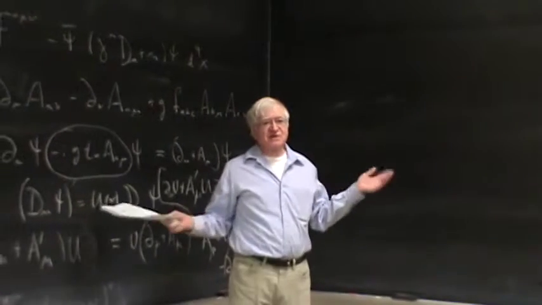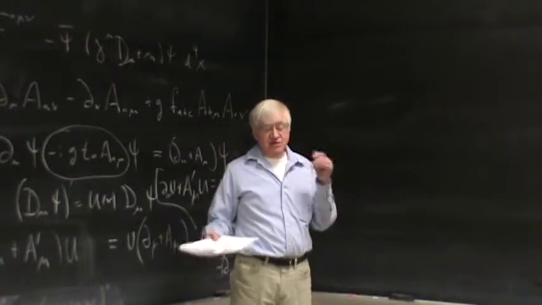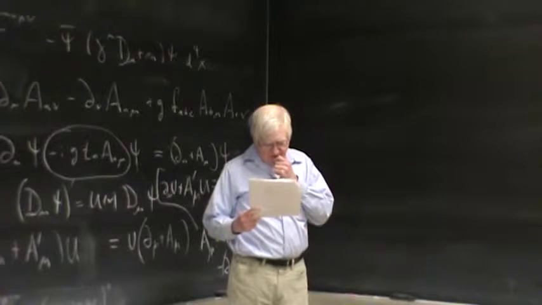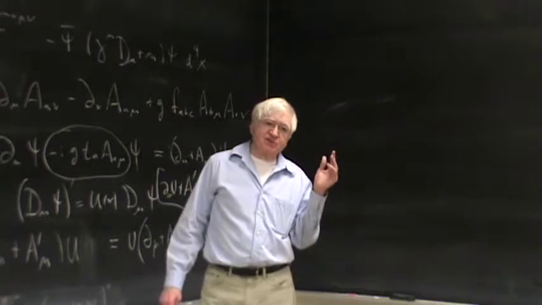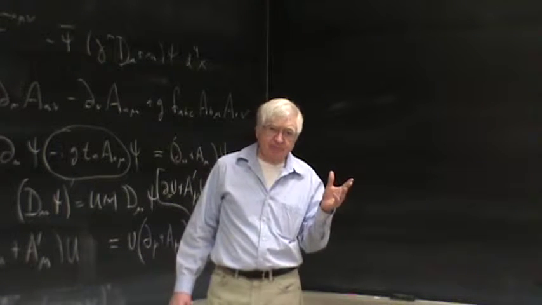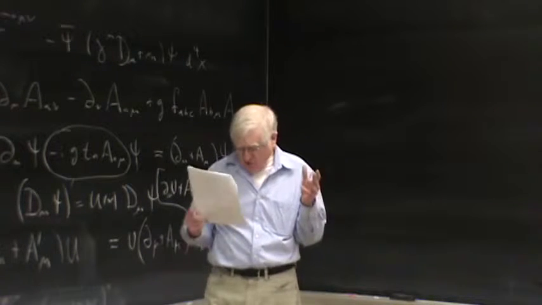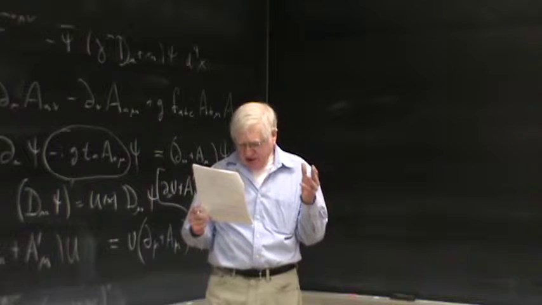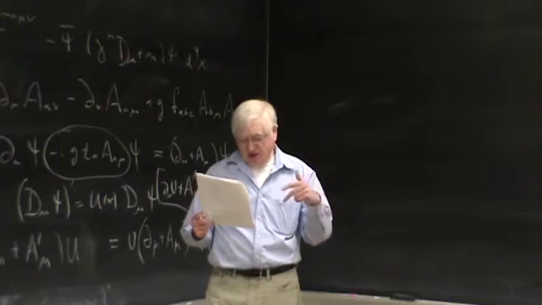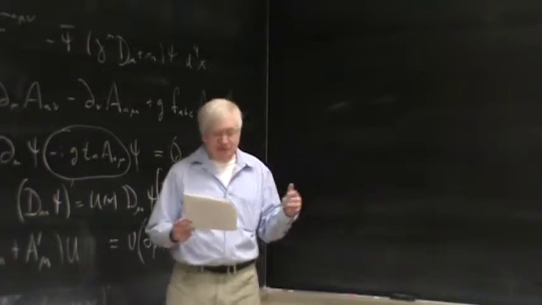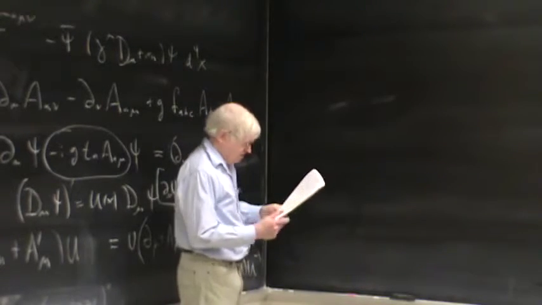Okay, so that's just a review there of non-abelian gauge theory. Now, let me skip the part involving Dirac brackets, which, if you want, look in Weinberg, volume 2, chapter 1 or 2, pages 14 to 18.